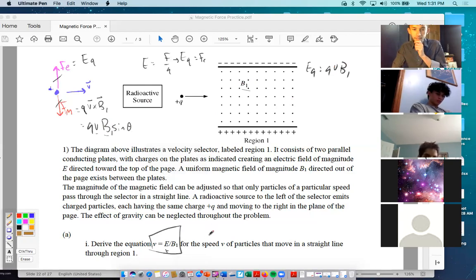Wait, Mr. Thurman, is a cross product not the same thing as a dot product? Dot products are different. A cross product is worried about how the vectors are perpendicular to each other.